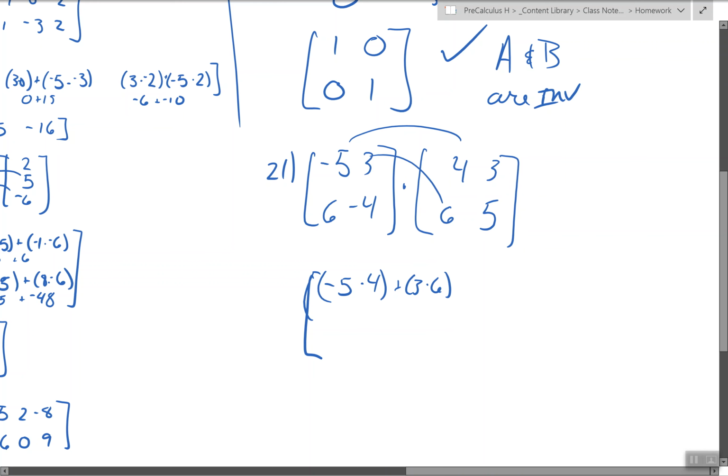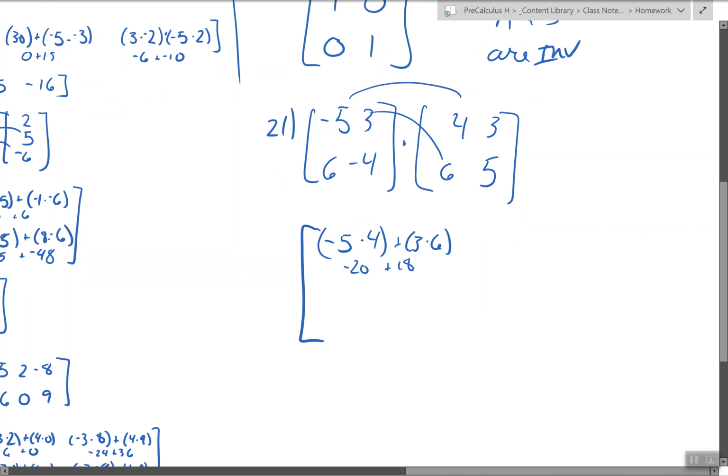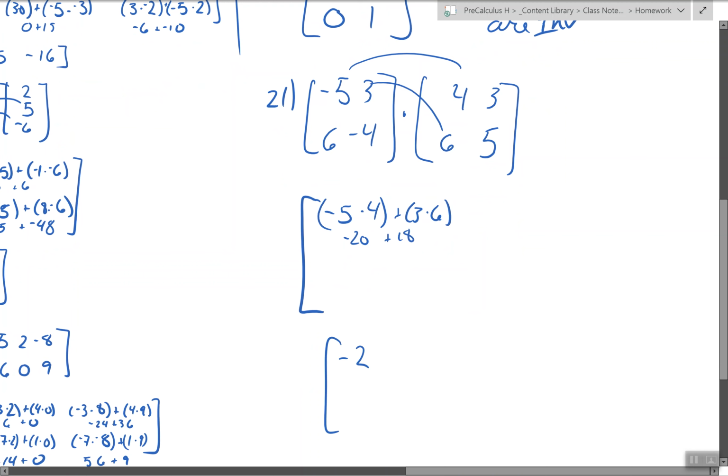Right away, I know that this is not going to be the identity matrix because this is negative 20 and this is positive 18, which is going to give us negative 2. So that's not a good sign to start. We want a 1 there, but we'll keep going.